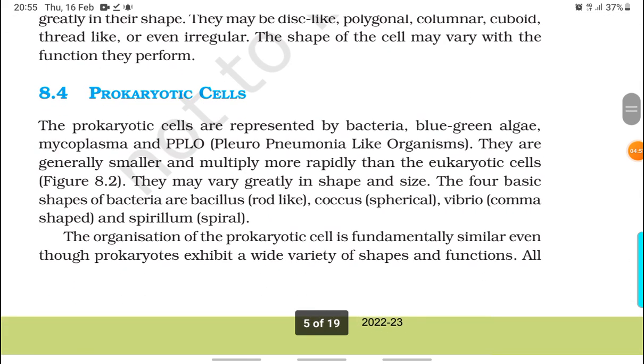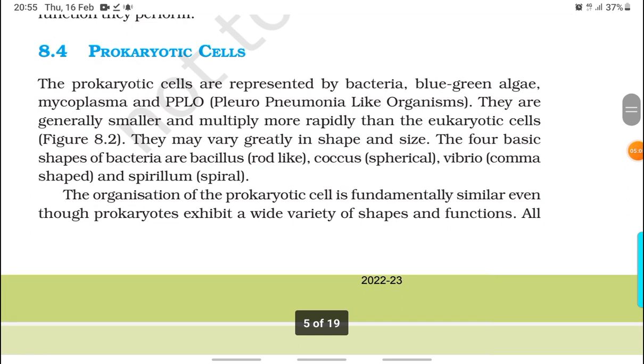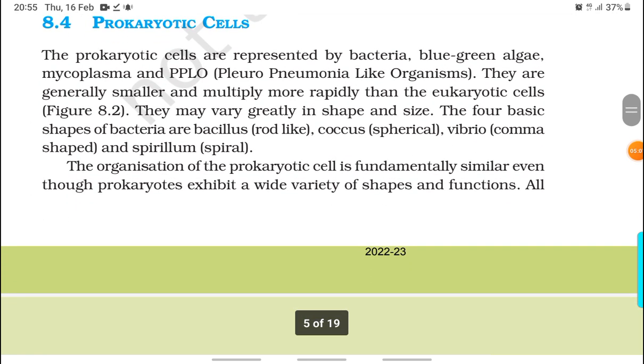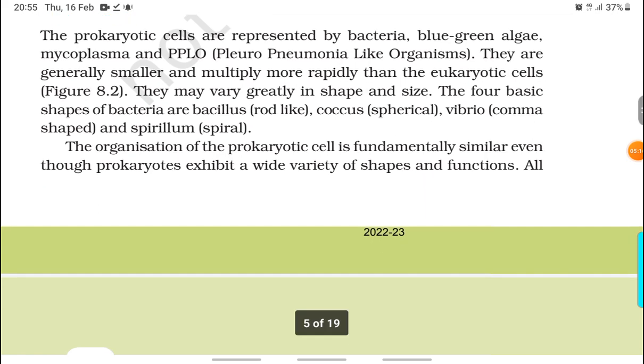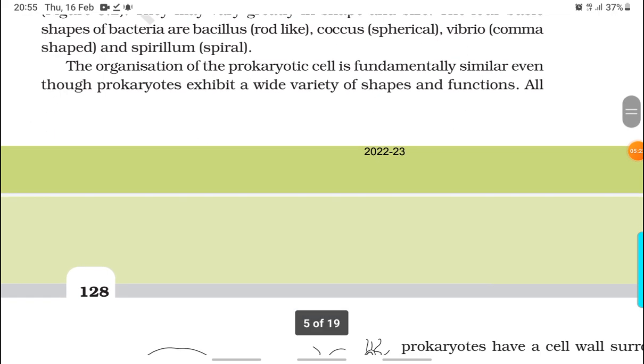Prokaryotic cells. The prokaryotic cells are represented by bacteria, blue-green algae, mycoplasma, and PPLO, pleuropneumonia-like organisms. They are generally smaller and multiply more rapidly than the eukaryotic cells. They may vary greatly in shape and size. The four basic shapes of bacteria are bacillus, rod-like; coccus, spherical; vibrio, comma-shaped; and spirillum, spiral.